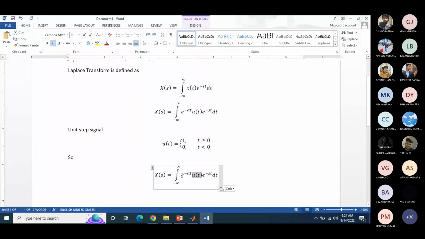So what will happen to this integral? 0. But finally, is it 0 everywhere? No, right? So what will happen to the limit? Can you tell me? Minus infinity to 0 and 0 to infinity. From minus infinity to 0, what is the value of u of t? 0, correct? So I can write like this, correct?